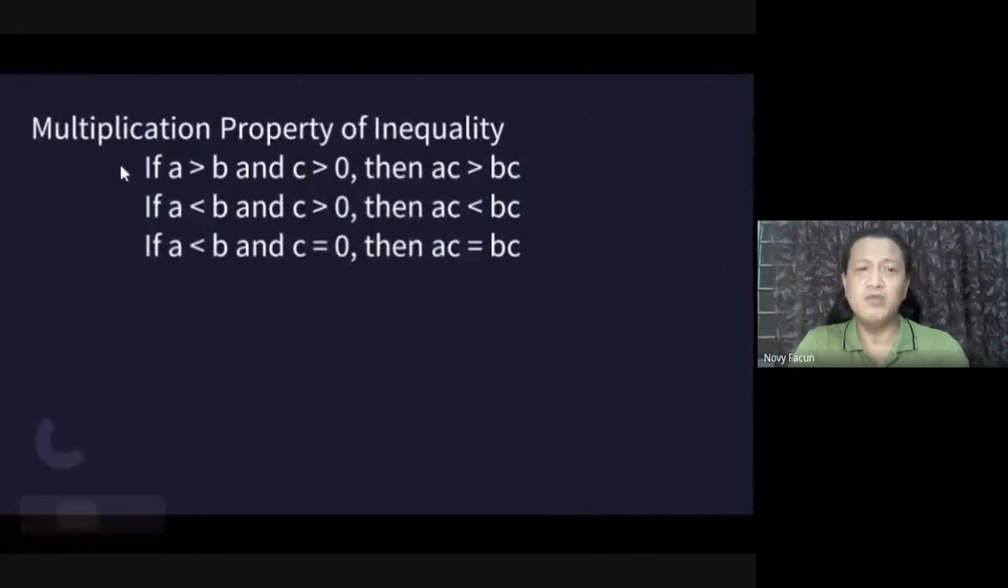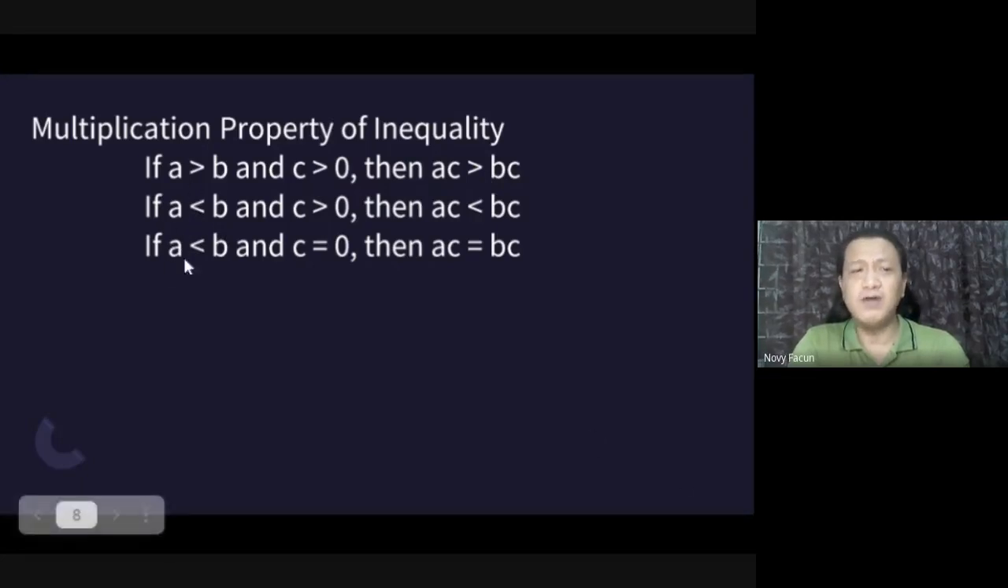Next, we also have the multiplication property of inequality. So, what does it mean? There are three conditions here. We have if A is greater than B, and C is greater than 0, meaning to say, yung value ng C mo dyan is positive. All values na positive yon. Then, we can say that A times C is greater than B times C. Okay, so ibig sabihin, greater than pa rin yung symbol niya.